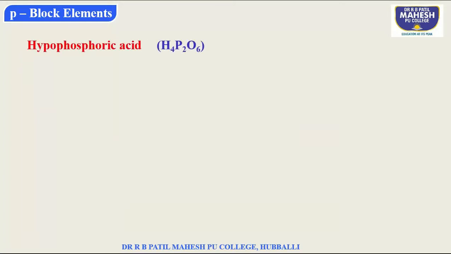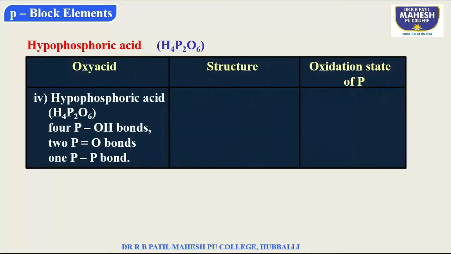Next one is hypophosphoric acid, H4P2O6. This hypophosphoric acid has two P=O and four P-OH bonds. It is more acidic in nature as it involves four OH bonds, and it has zero reducing nature because of the absence of P-H bonds. The oxidation state of phosphorus in this case is found to be +4.